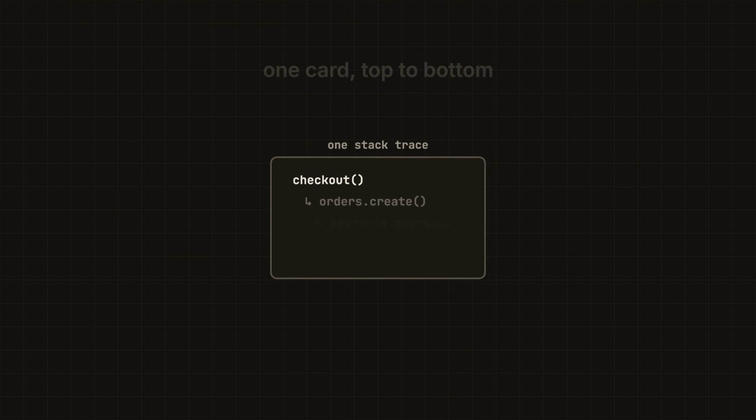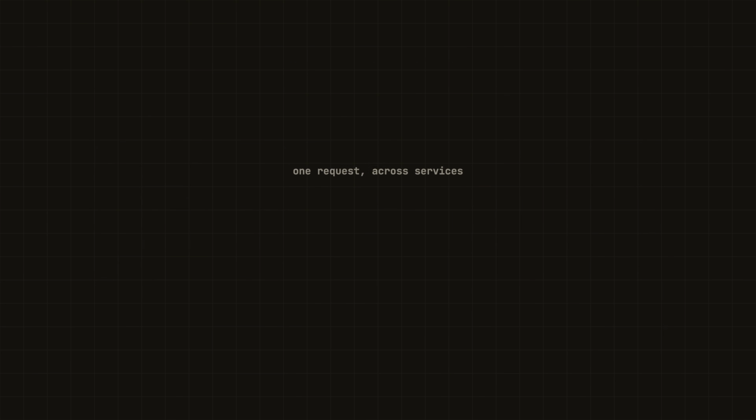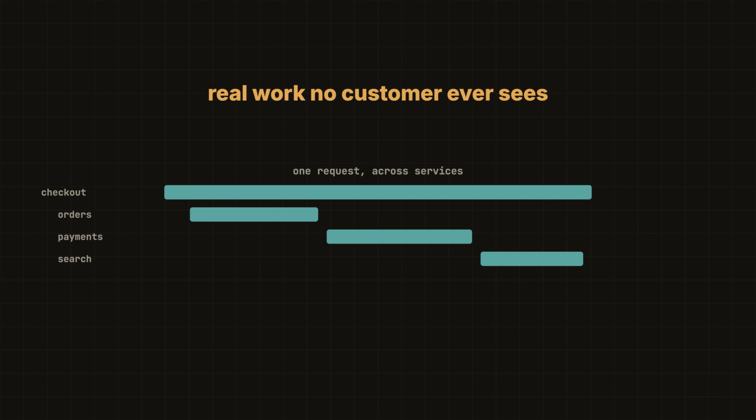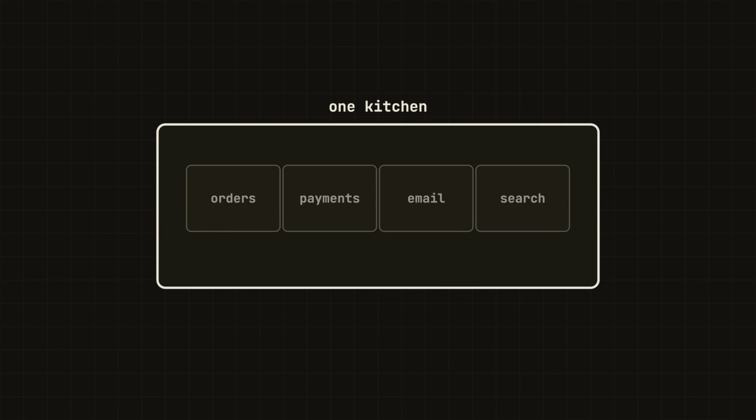In the monolith, that was one stack trace. Now, we have to run something that follows a single request across all four and stitches the whole path back together. And that is what distributed tracing is. And all of that is real work that no customer ever sees. So now the failure mode.